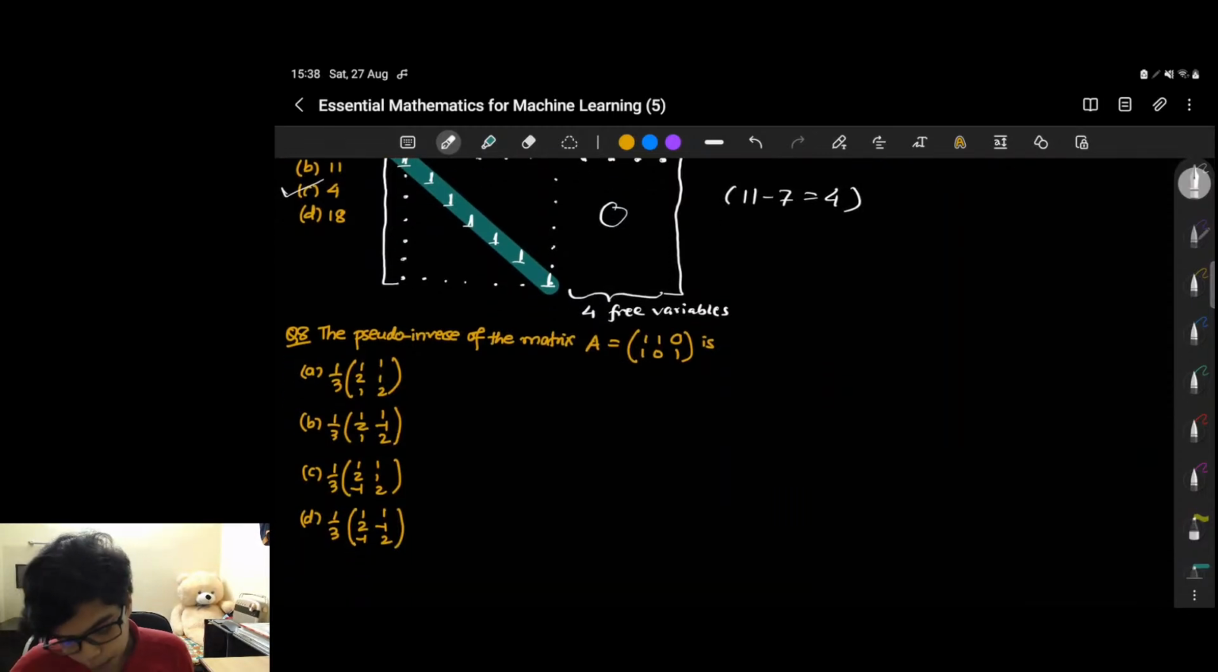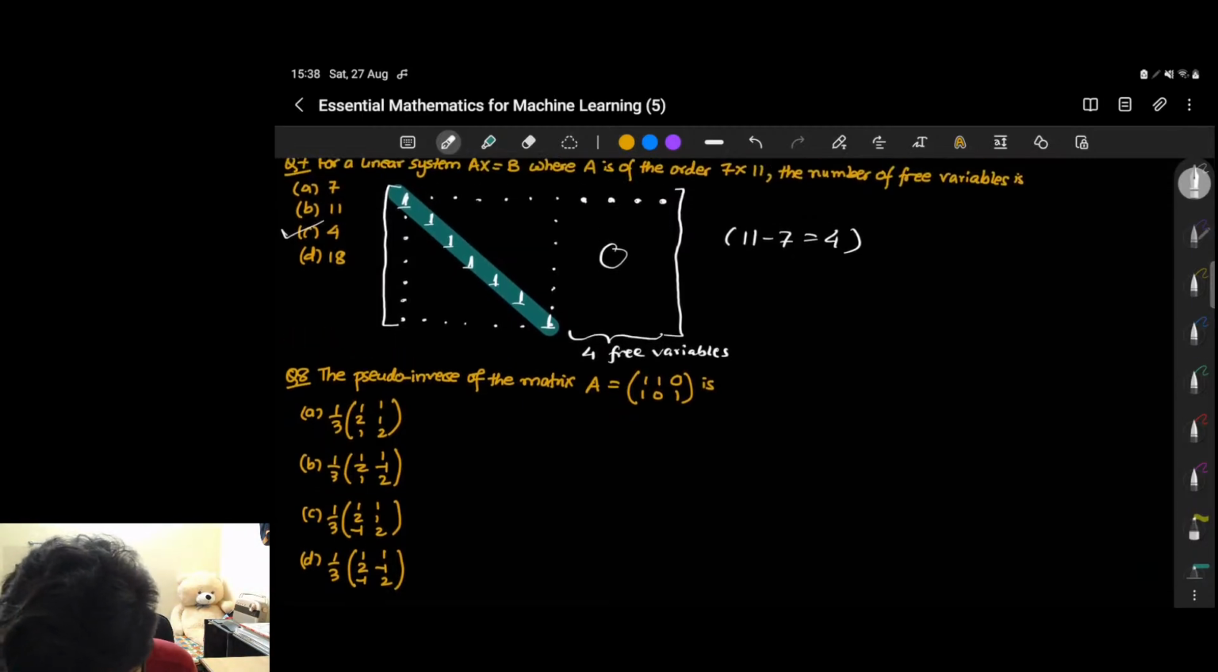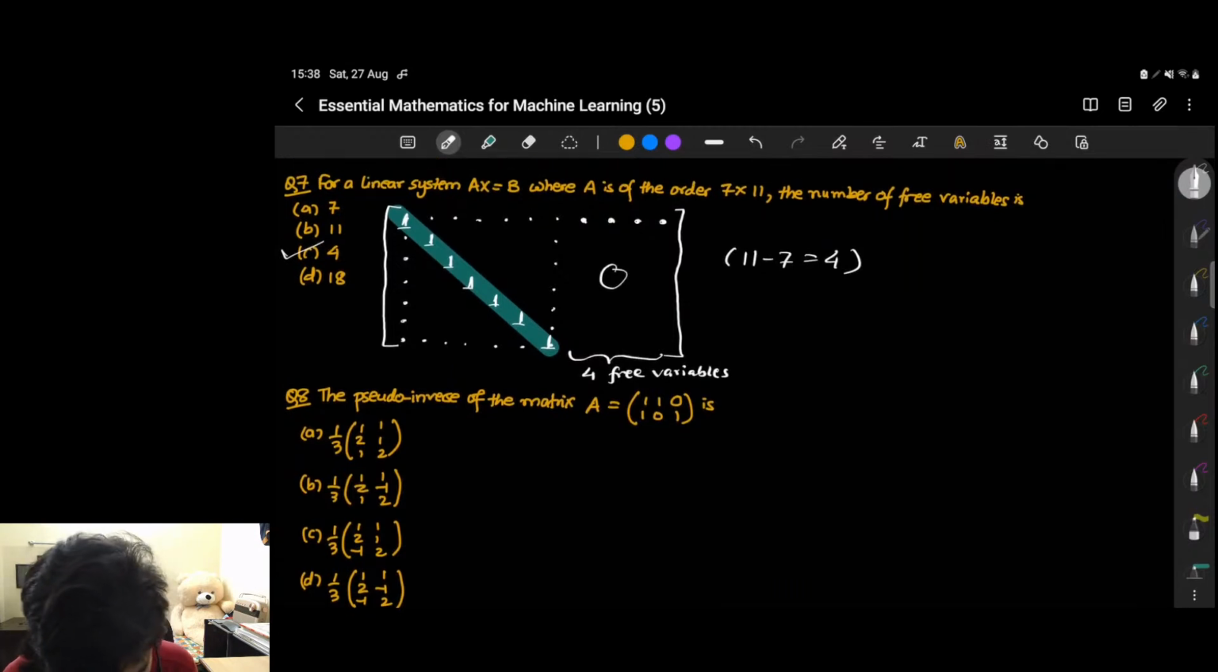Next up, we have some questions on finding the pseudo inverse of certain matrices. So we are given this matrix A. For an m cross n matrix, if you have a square matrix n cross n, you can find the inverse of the matrix. But if you have a rectangular matrix, some m cross n matrix, you cannot find its inverse in the traditional sense. What you can find is only the pseudo inverse. And for the pseudo inverse, if you have m cross n, and if m is greater than n, then the pseudo inverse is given as follows.